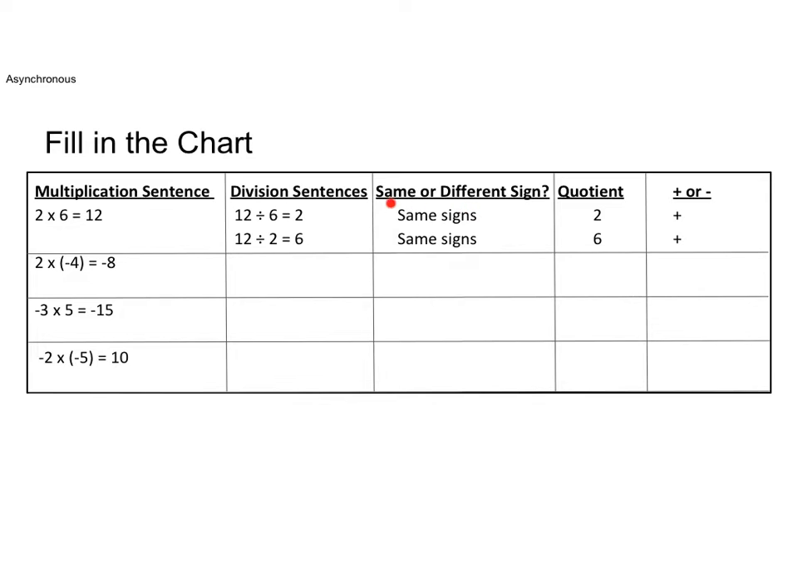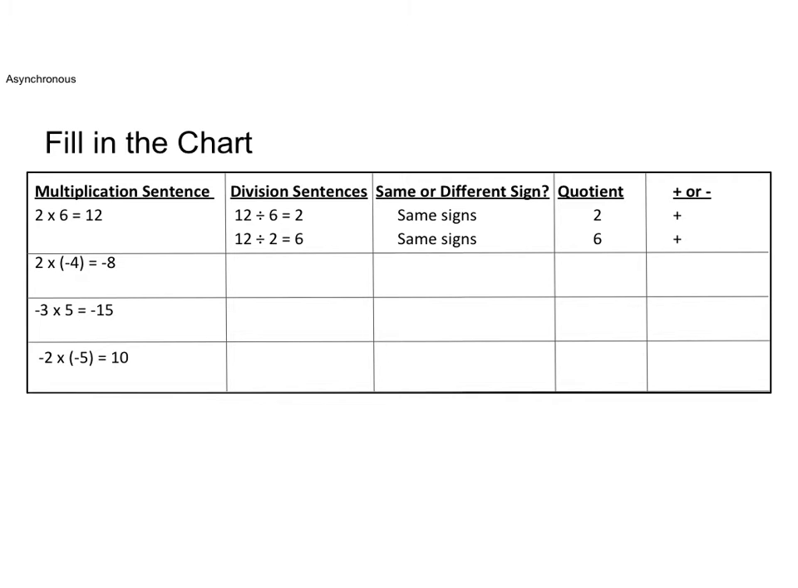And then you're going to say, are these the same signs or different? So you're looking at the 12 and the 6. Are they the same signs? Are they both positive? Yes, so they're same, okay? And then the quotient, this is just your answer, is 2. And then your answer here is 6. And look at the quotient, is it positive or negative? So let's do the first one together, and then you're going to do these last two, okay?